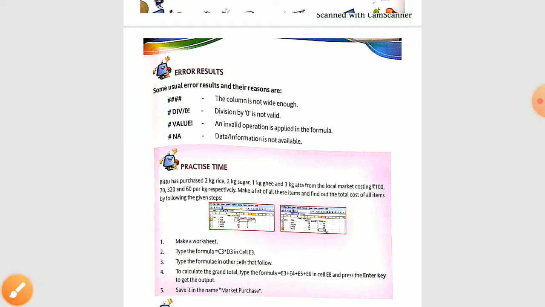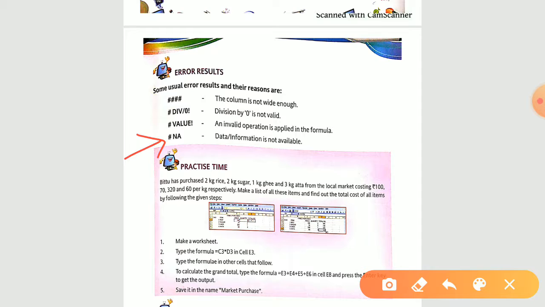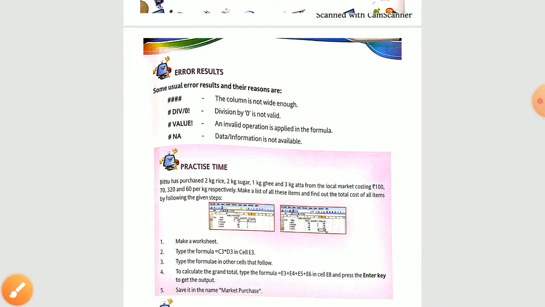Now see the fourth and the last error, that is NA. This error denotes what? Your data and information is not available. Means to say, from where you want to pick the data at the source position, your data and information is not available. Okay, so these are the four commonly seen errors in MS Excel that you may encounter. So this topic, error results, is also very important.